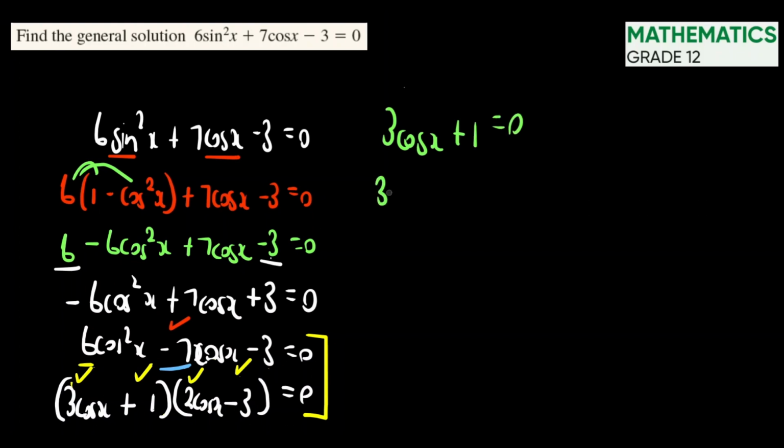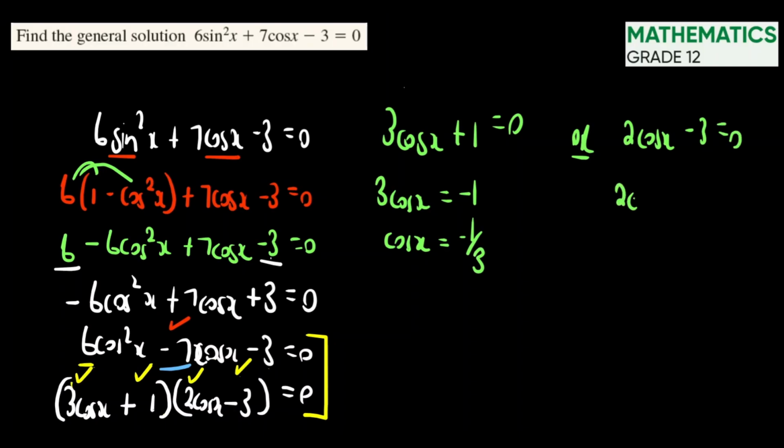This can be written as 3 cos of x is equal to negative 1, so cos of x is equal to negative 1 over 3. For the other factor, 2 cos of x minus 3 is equal to 0, so 2 cos of x is equal to 3, and cos of x is equal to 3 over 2. So let's find our reference angles.